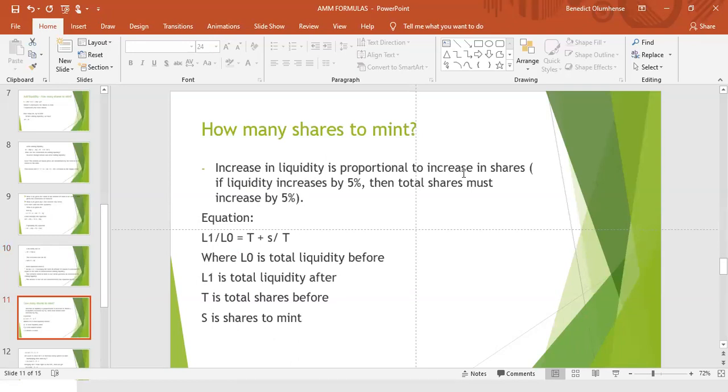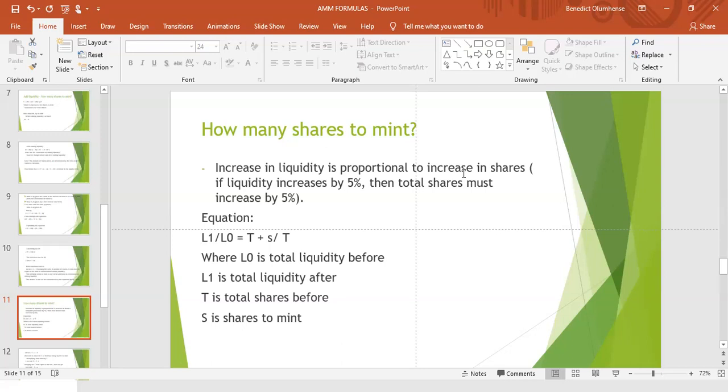So thinking about every time tokens are added into the AMM, remember I said, if you go back to our first class on AMM, liquidity providers always receive a share proportional to the amount of tokens that was added to the AMM. So if, for instance, liquidity increases, if K is the liquidity, by 5%, then the total shares must increase by 5% in the AMM. That means the shares given to the liquidity provider will increase by 5%.